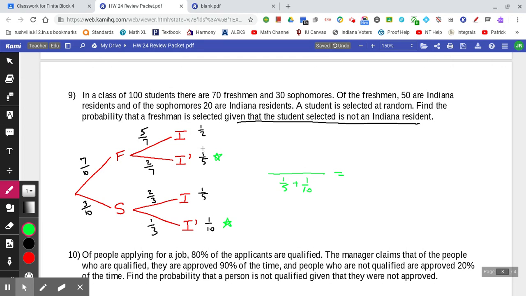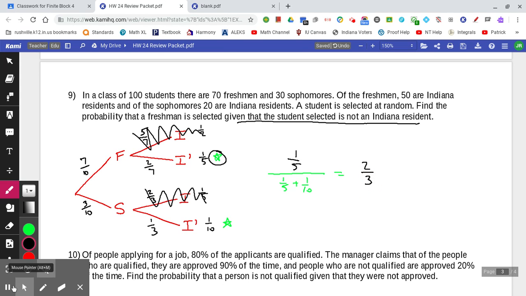My numerator, it says find the probability that a freshman is selected. So remember, I need to work within the stars. I'm still restricting my problem. All right, so the rest of this is out. I couldn't go this route. I can't go this route because I know that it is not an Indiana resident. So the numerator, find the probability that it's a freshman. That would have to be this case right here. So that's going to be 1/5 out of whatever 1/5 plus 1/10 adds up to be. So just use a calculator for that to come up with that final answer of 2/3.